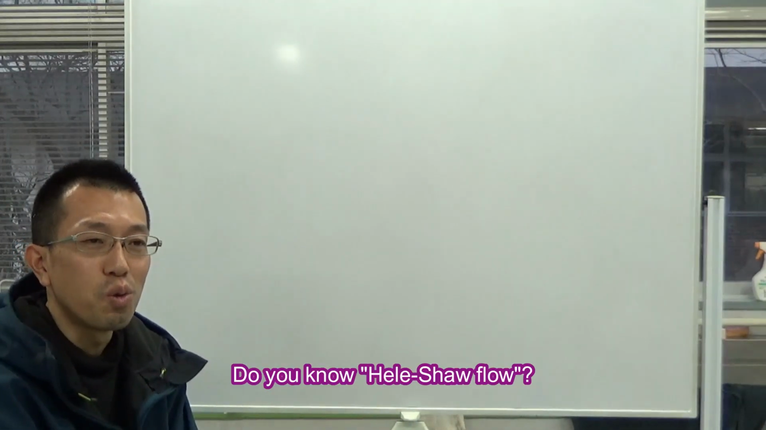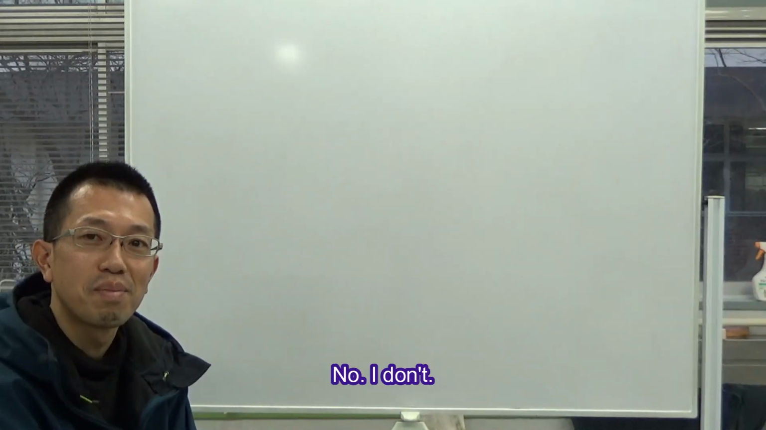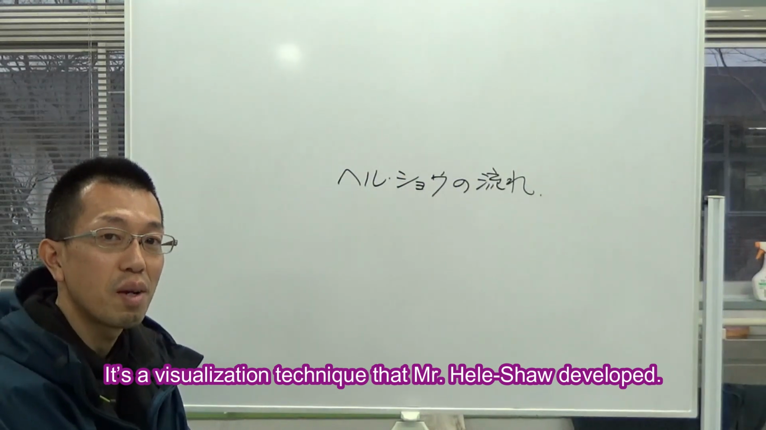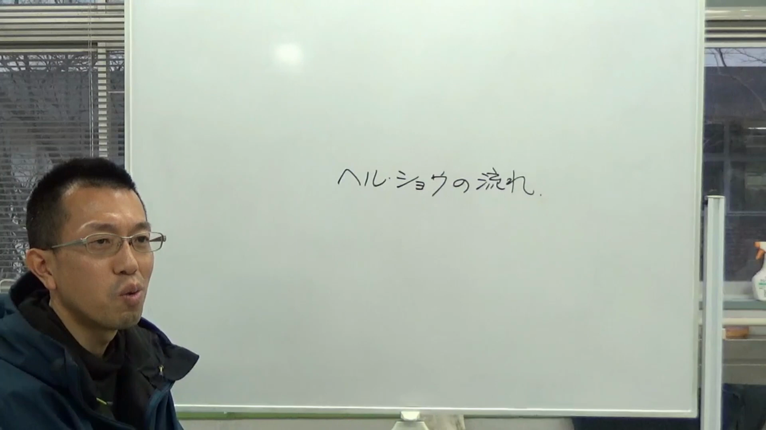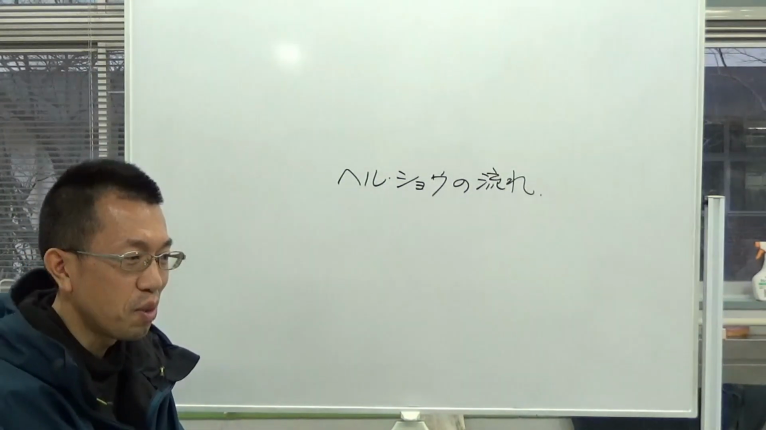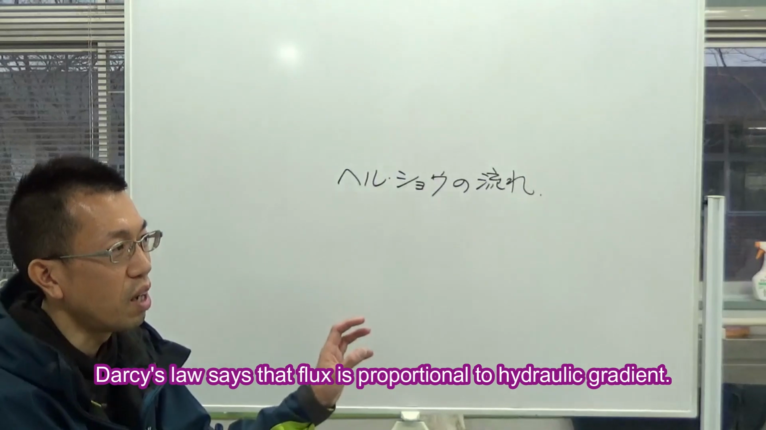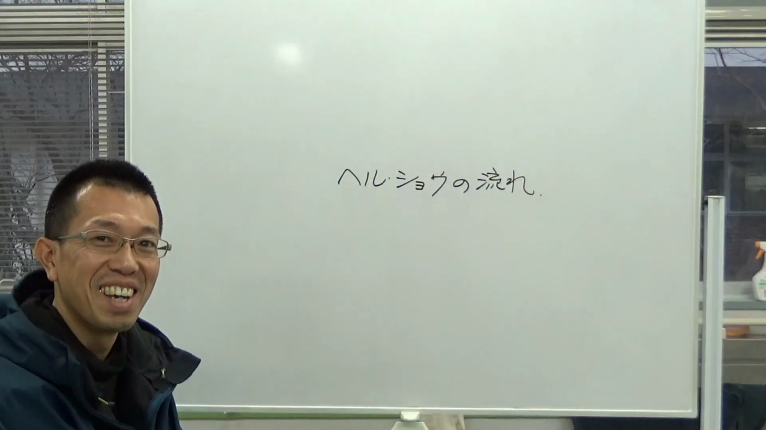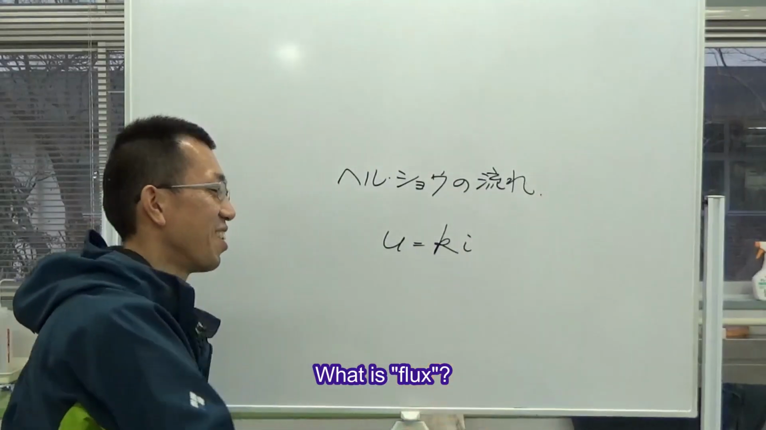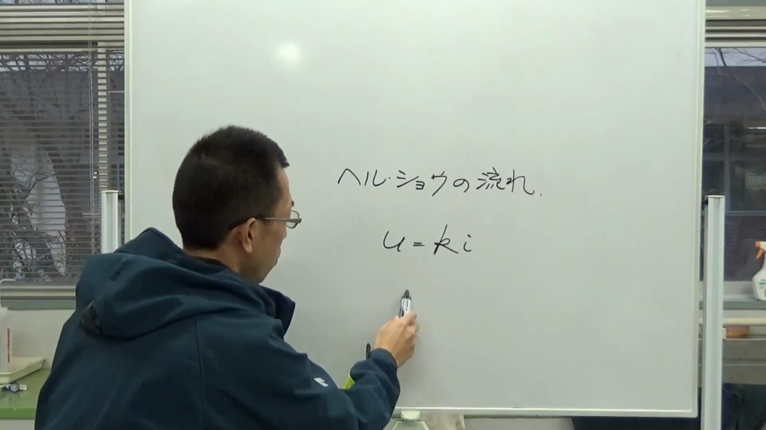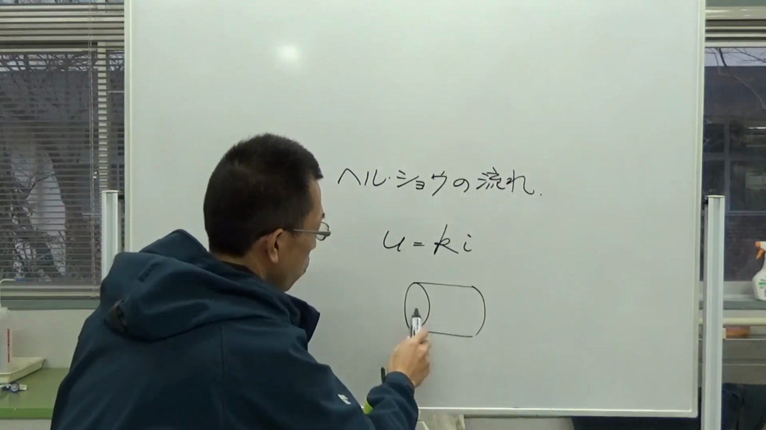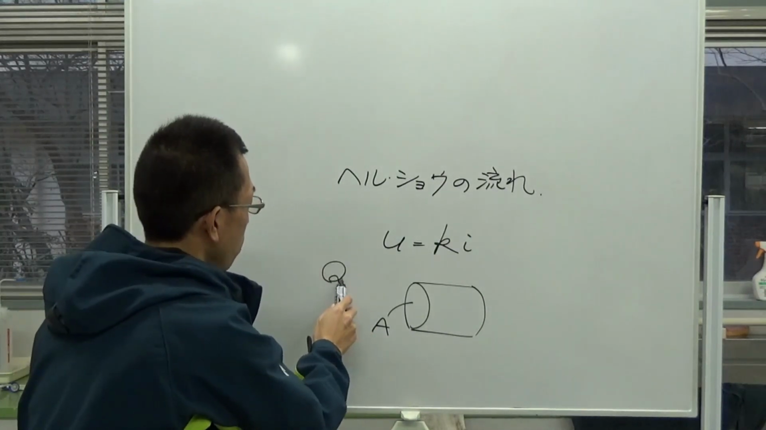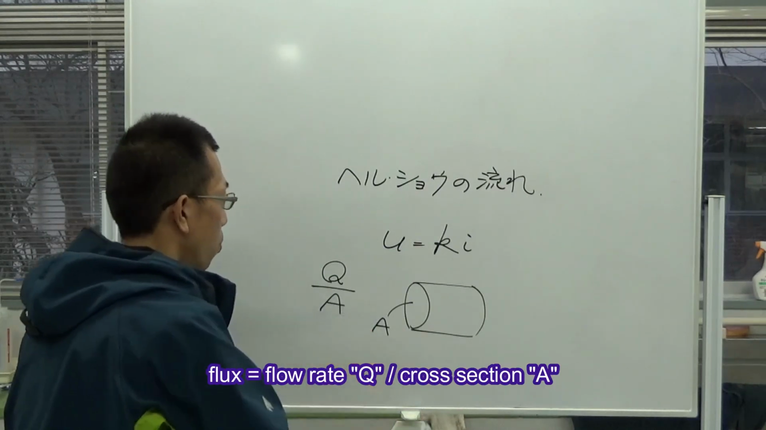Do you know Hele-Shaw flow? It's a visualization technique that Mr. Hele-Shaw developed. It reminds me of Darcy's law. Darcy's law says that flux is proportional to hydraulic gradient. We think about a cylinder having cross-sectional area A. Flow rate Q divided by A is flux.